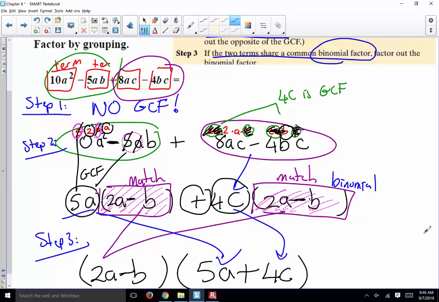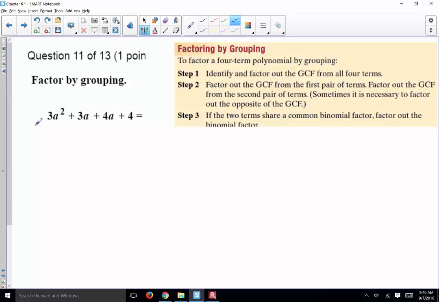Okay? Let's do another one. It won't settle down until you solve 3-4 questions, okay?